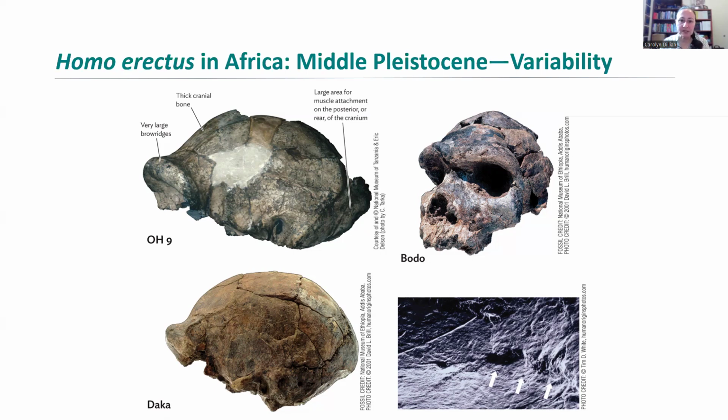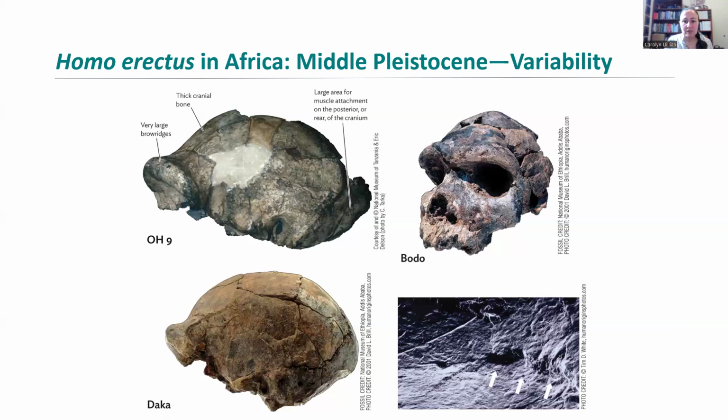Below that is the Daka skull, which is about 1 million years old. These are all Homo erectus, and this one was found by Tim White's team in Ethiopia. The reason why this particular skull is really important is because it looks very similar to the Homo erectus fossils that have been found in Asia, which we're going to talk more about in just a second.